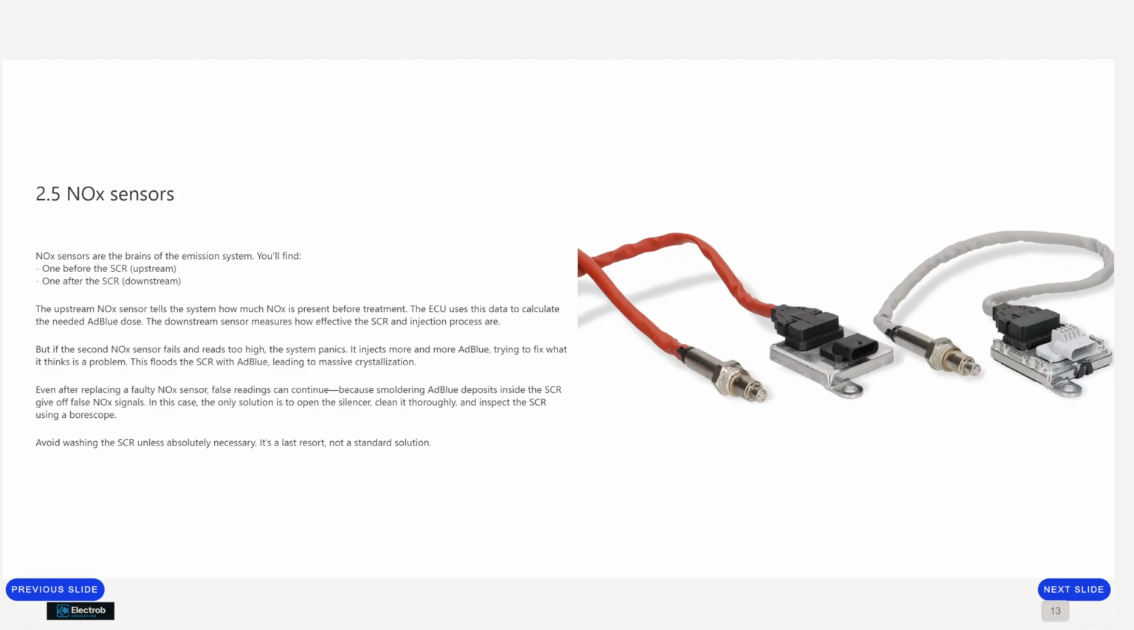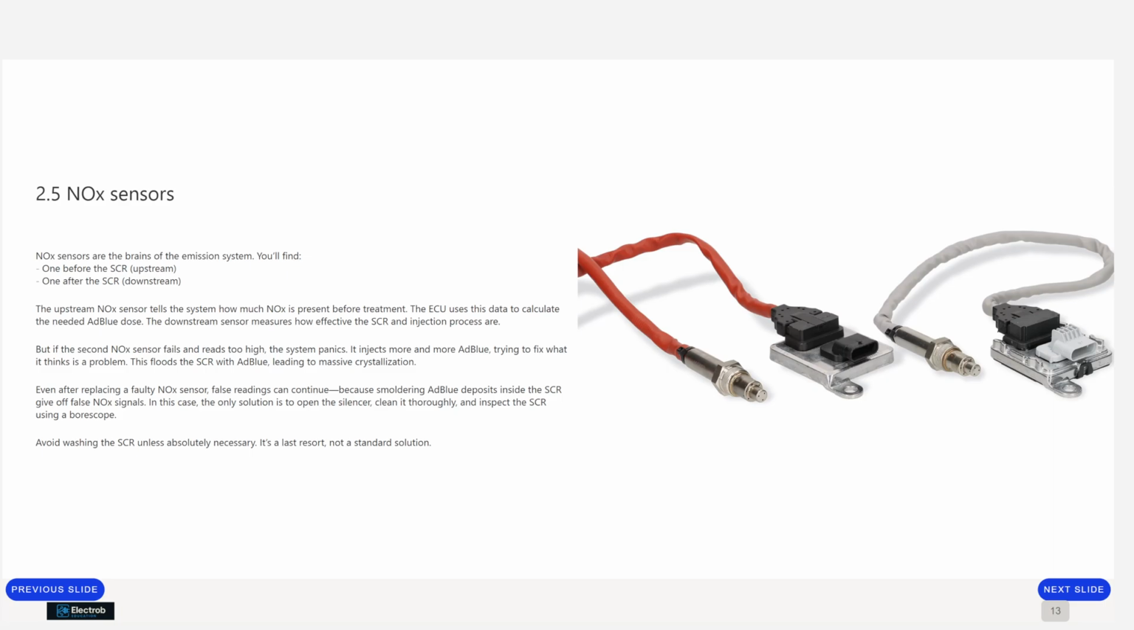NOx sensors are the brains of the emission system. You'll find one before the SCR, upstream, and one after the SCR, downstream. The upstream NOx sensor tells the system how much NOx is present before treatment. The ECU uses this data to calculate the needed AdBlue dose. The downstream sensor measures how effective the SCR and injection process are.